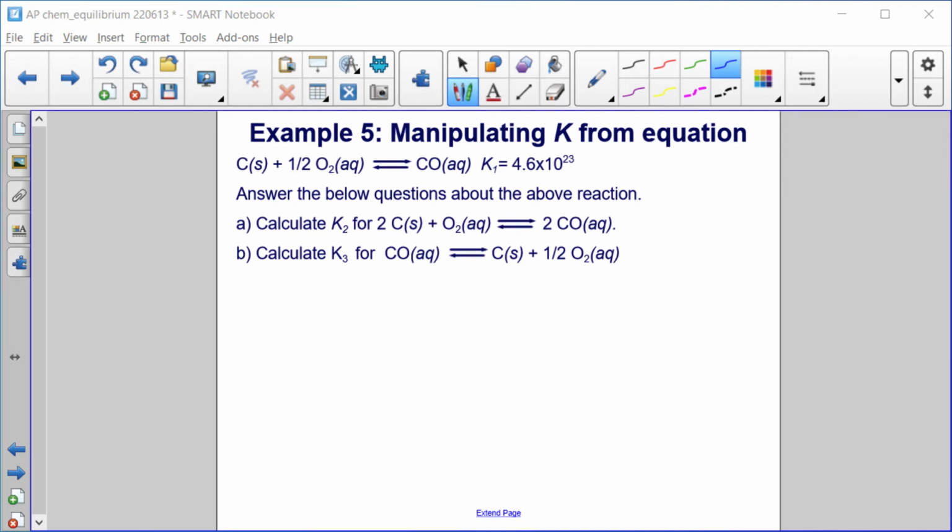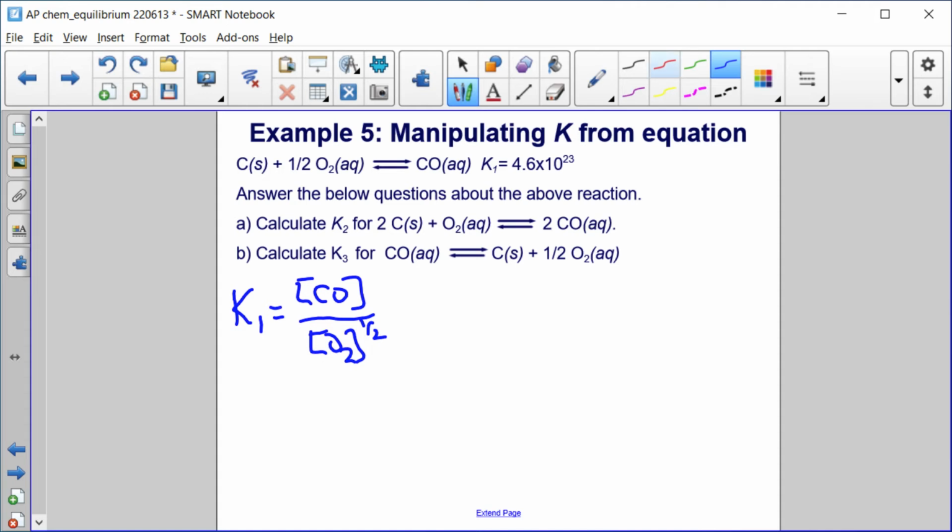Example 5, manipulating K from an equation. So you have an equation for carbon solid plus 1/2 O2 aqueous, producing CO aqueous with a K1 value of 4.6 times 10 to the 23rd power. So before we even get to the questions, I just want us to see that K1, if I was going to write the expression, would be CO over O2 to the 1/2 power. Okay?